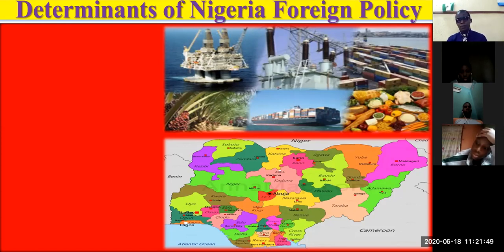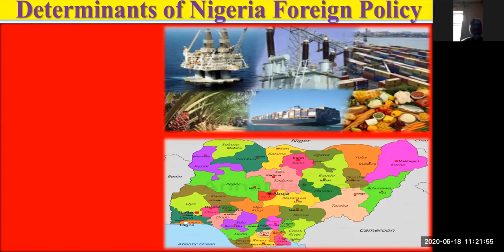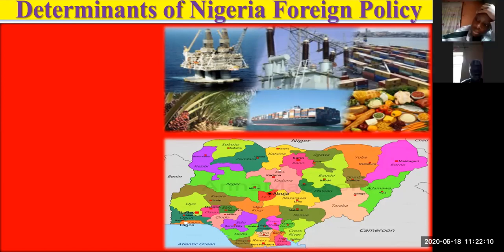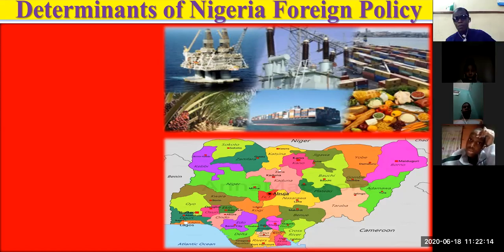Prudence. Sir. Answer that question. Factors that can influence Nigerian foreign policy: good results from previous governments. Like when previous governments interacted and achieved a common goal together, they want to do it again.